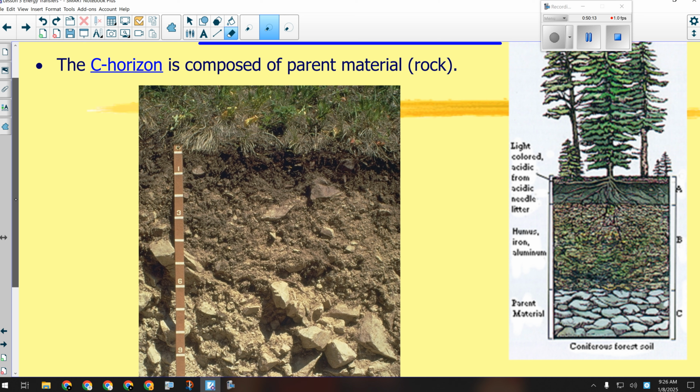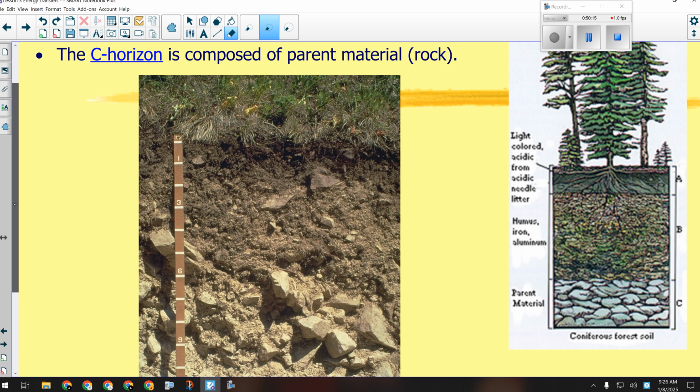So again, that's a pretty typical soil profile for around here. You can see the soils are generally pretty light in color, because they contain a lot of sand.